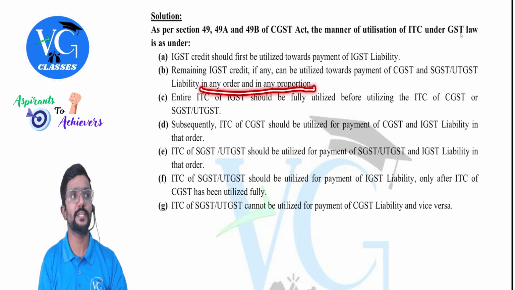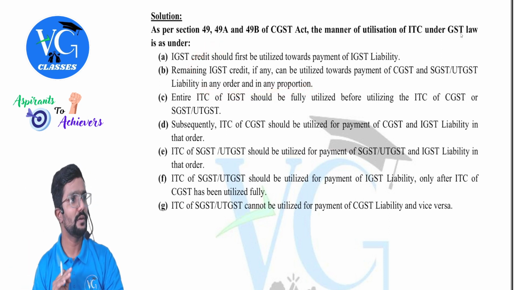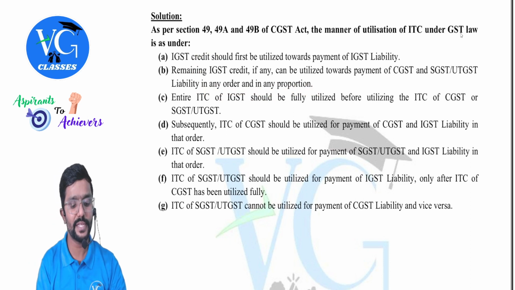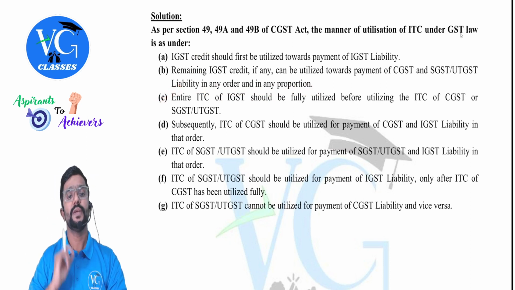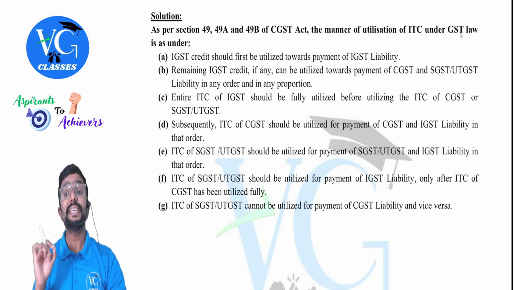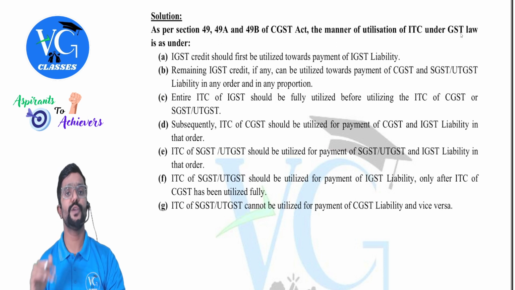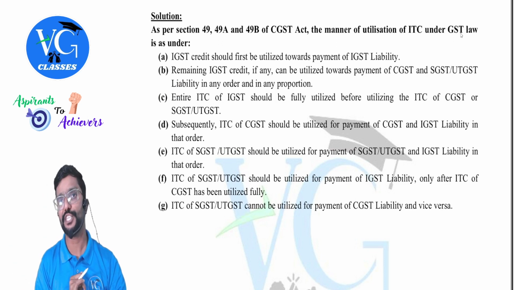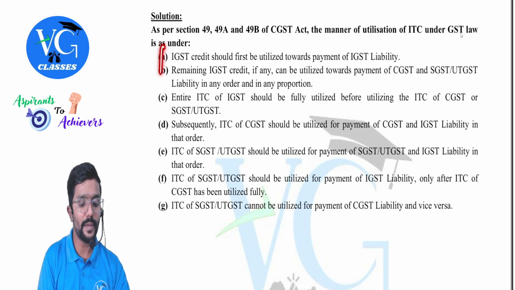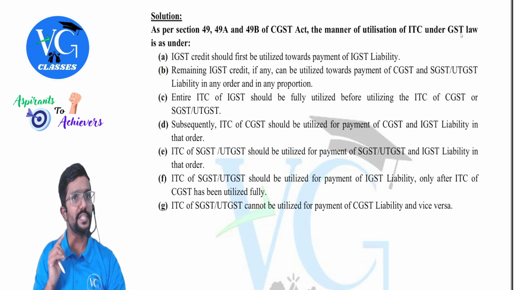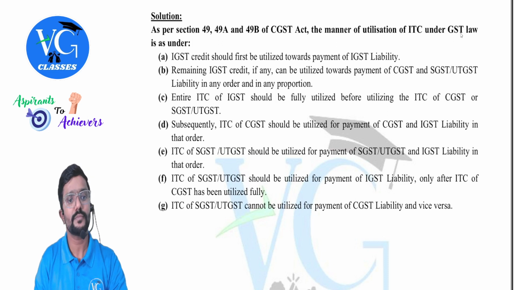Guys, please write like this properly. Don't simply write remaining IGST against CGST, SGST. How? Tell it in any order, in any proportion. Complete the sentences. C. Entire ITC of IGST should be fully utilized first before using CGST and SGST credit. Okay, sir. You can observe I have given it in the order only. Sir, can I write the numbers 1, 2, 3 instead of alphabets? Yes.